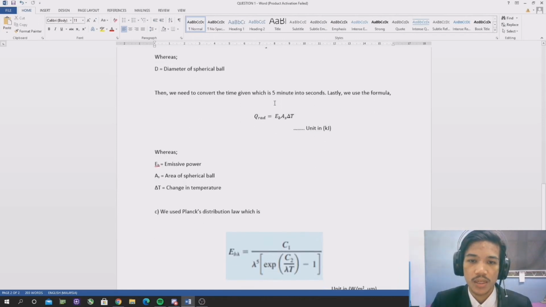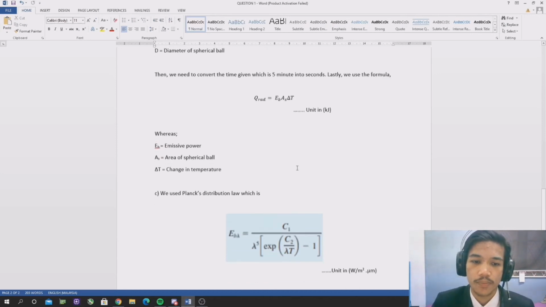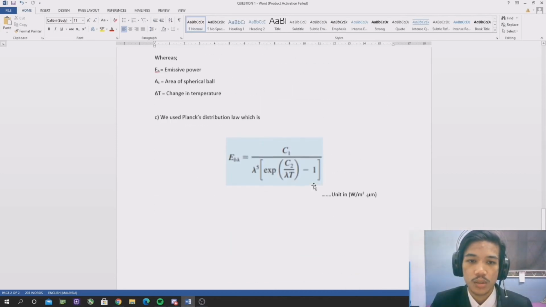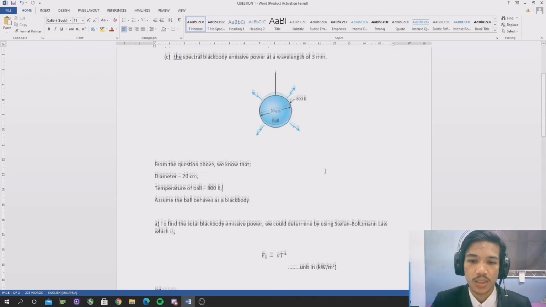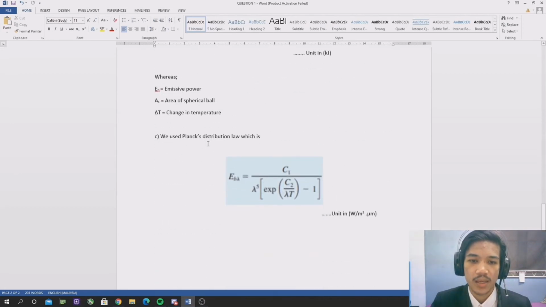And then we substitute the information that we have into the formula, which is Q rad equal to EB times AS times delta T, and the last unit will be in kilojoule, whereas EB is the emissive power, AS is the area of the spherical ball, and delta T is the change in time. And lastly, to find the spectral blackbody emissive power at a wavelength of 3 micrometer, we use this formula, which is the Planck distribution law, and the last unit will be in watt per meter squared. So that's all from me. Thank you.